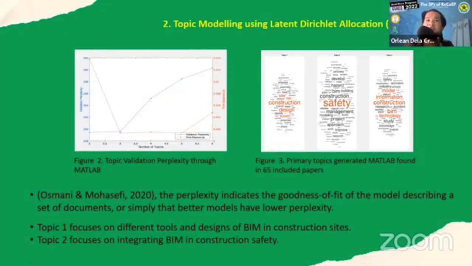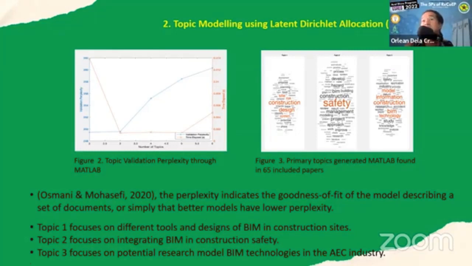So as I said here, topic 1 focuses on different tools and design of BIM in construction site, because you can see here construction, design, system. The system, I guess, is part of the different tools and design, and construction refers to the construction site. Topic 2 focuses on integrating BIM in construction safety, since safety is what is mostly seen in the 65 articles. And topic 3 focuses on potential research model BIM technologies in the architecture, engineering, and construction industry. So here: model, information, construction, BIM technology.